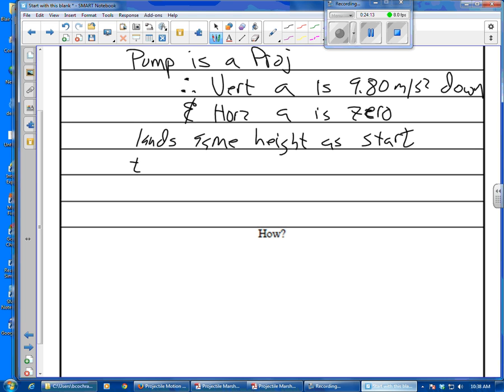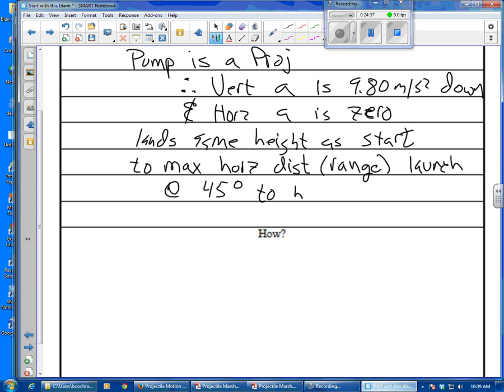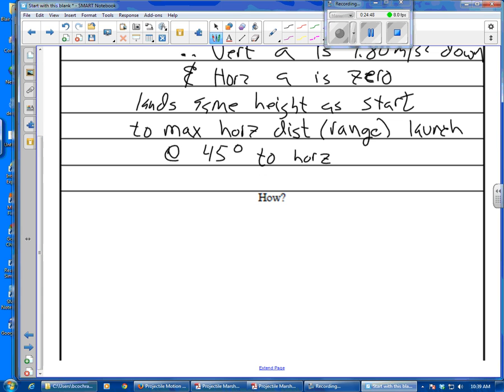I'd probably put to max horizontal distance, and that's sometimes called range. Launch at 45 degrees to horizontal. So I'm going to launch this pumpkin that's going to be a projectile at 45 degrees so I can get its maximum range. And by getting the maximum range, I'm getting the minimum velocity it's launched at.